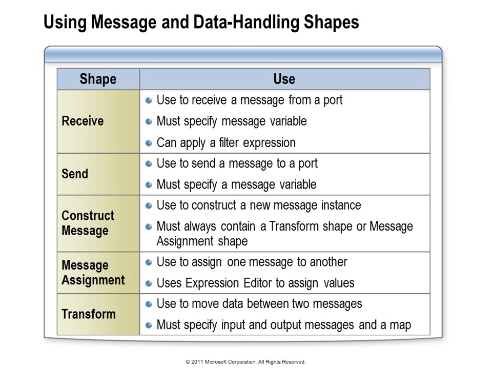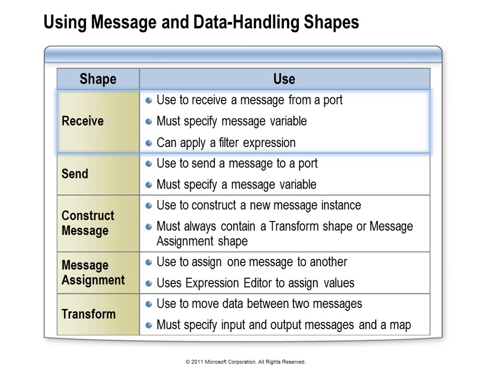The first shape that our orchestration is going to need is a receive shape. This receive shape is going to initialize a message variable. It's going to retrieve a message from a logical receive port, and it's going to assign that message to a variable in our orchestration. Then that message variable will be available to any subsequent shapes that have need of it.